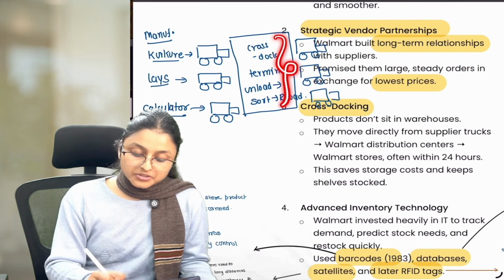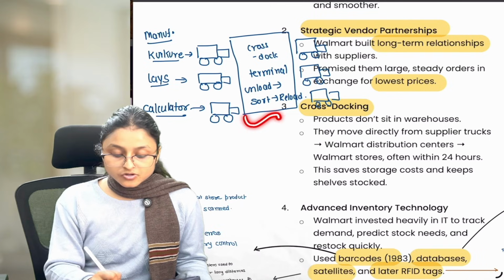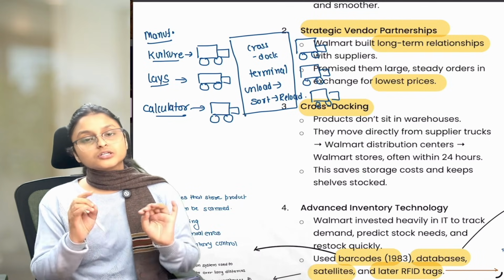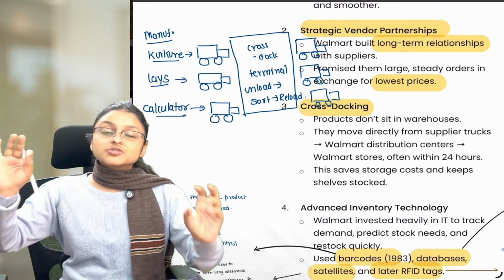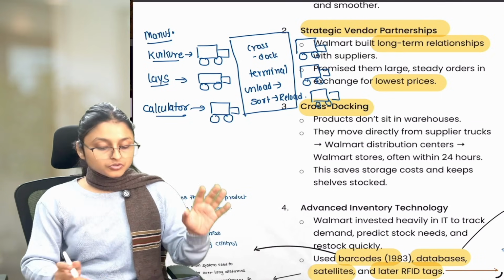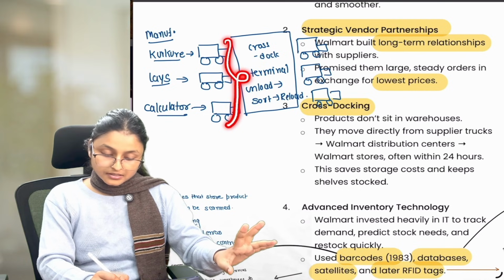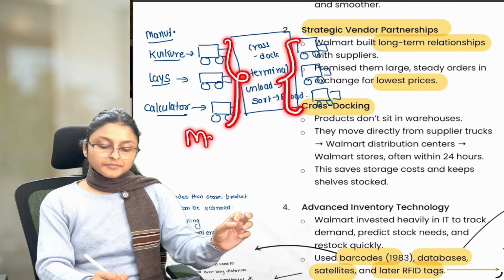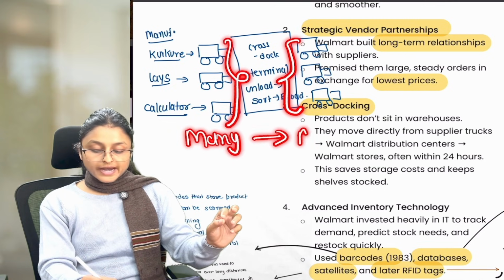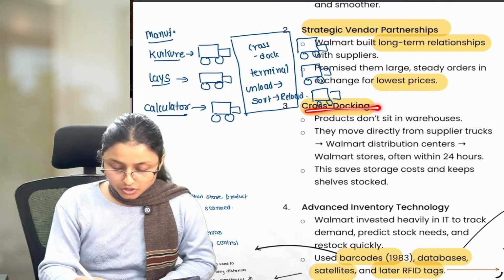So a cross dock terminal is not a warehouse. In a warehouse we store the product. In a cross dock terminal we just unload the product, sort it on the same day and reload it in different trucks so that it can be transported on the same day. If you notice, in cross dock terminals there are many suppliers and many retailers. So goods are coming from many and going to many. Okay. So this is our cross docking.